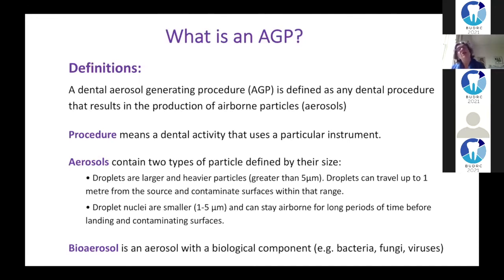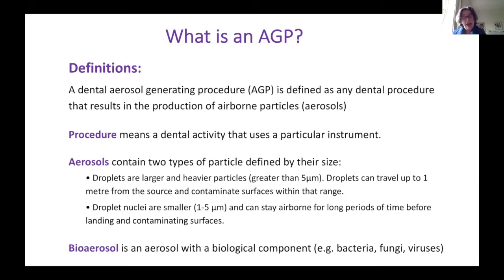Aerosols come in two types of particles, and they're defined by their size. Droplets are the larger and heavier ones that are greater than 5 microns, and these can travel up to 1 meter from the source. So if you imagine the patient, it really is around the chair that they contaminate surfaces in that range. However, there are smaller droplets, droplet nuclei, which are smaller than 5 microns, which can stay airborne for longer periods of time because they're not as heavy, and travel further.